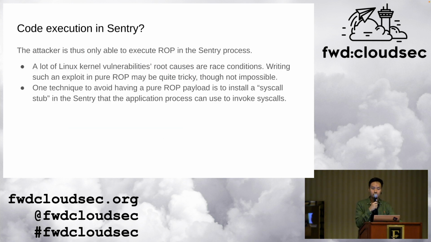This mitigation means that the attacker is only able to do ROP chain execution in the Sentry process. A lot of root causes of Linux kernel vulnerabilities are race conditions, and exploiting such bugs in pure ROP may be quite tricky, though of course it's not impossible. One technique, for example, is to install a syscall proxy implemented as a ROP chain in the Sentry process that the application can delegate syscall invocations to.